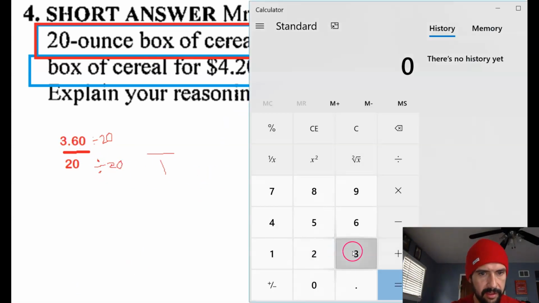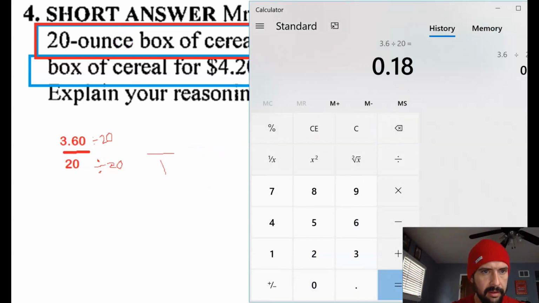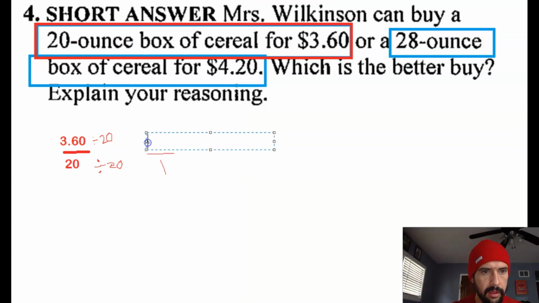So I have $3.60 divided by 20, right? Because there's 20 ounces. Now I'm going to get 18 right here on the top. So I get $0.18, basically 18 cents. This is money. So that's my first unit rate. Now I have to do it to the second one.